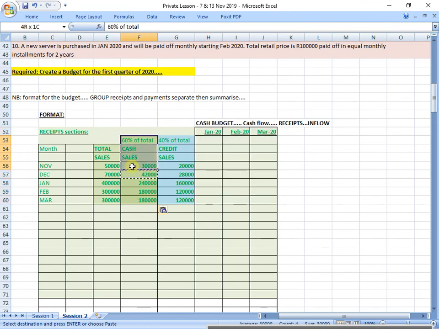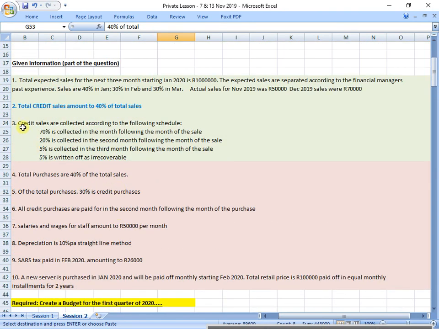Obviously cash sales will be collected in the month of the sale, right? When you sell something, you collect the money. The problem is here. When you sell something on credit, do you collect the money? No, you don't. It gets collected later on. And that's why you've been given this.